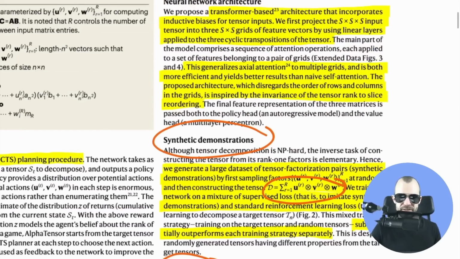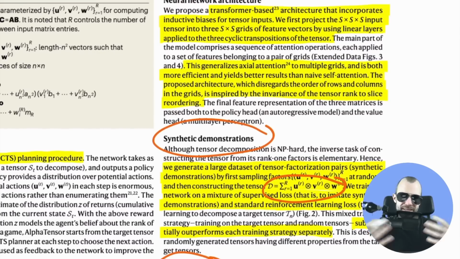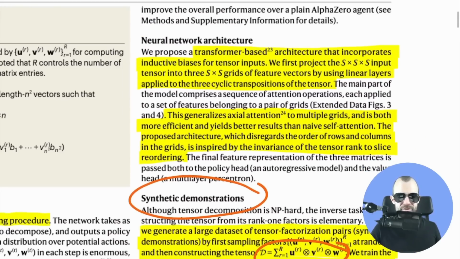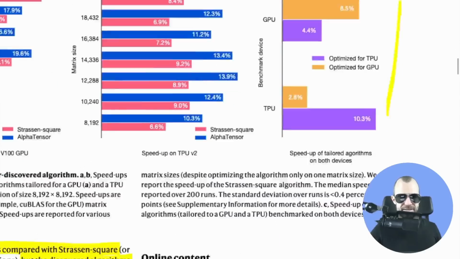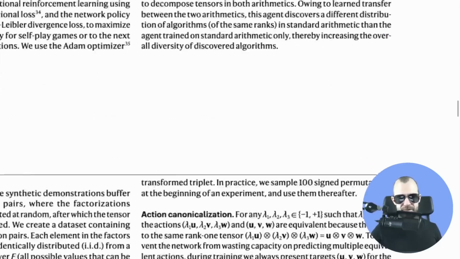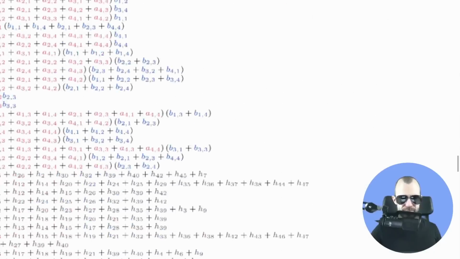So the system's going to be trained on exactly providing these decompositions. We'll look at how in just a bit. The last thing I want to do is the neural network architecture that they analyze things with here. It's transformer-based. Who would have thought that? Now, interestingly, they say they generalize axial attention. They have a diagram of their architecture down here.